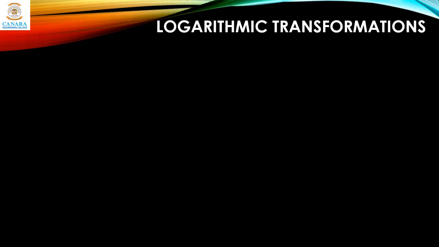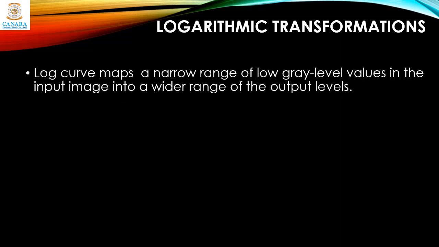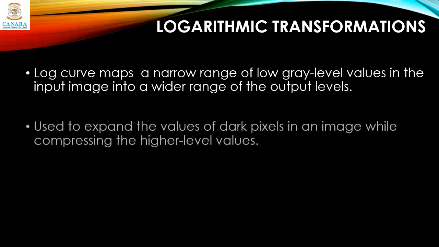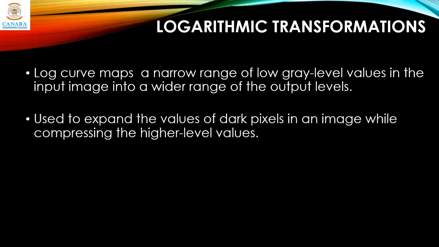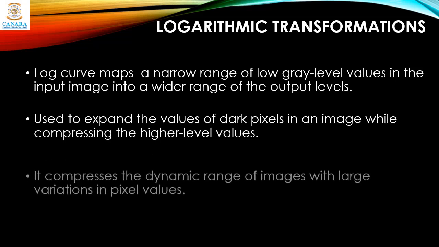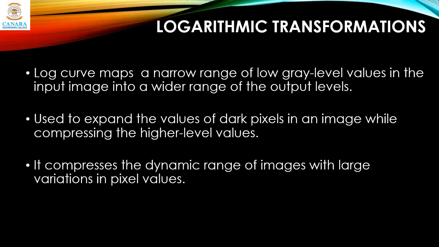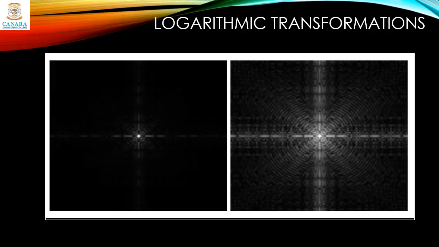To highlight what happens with the logarithmic transformations, it maps a narrow range of low gray level values in the input image into a wider range of output levels, and it is used to expand the values of dark pixels in an image while compressing the higher level values. It compresses the dynamic range of an image with large variations in pixel values. So this is one classic example for logarithmic transformation.